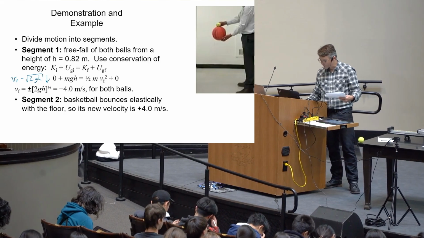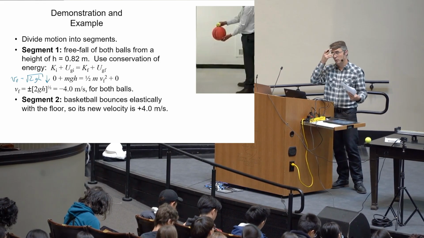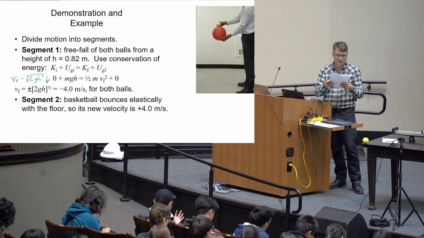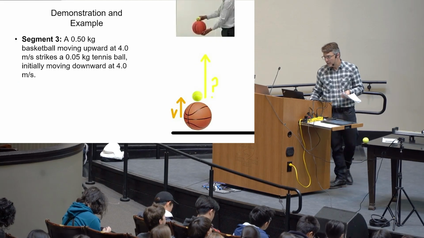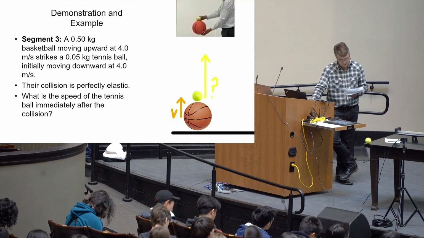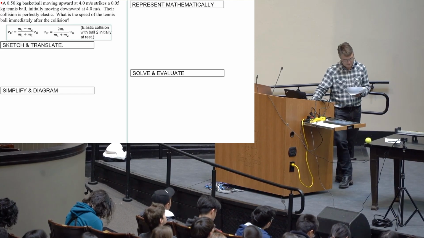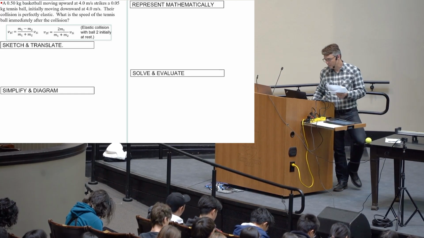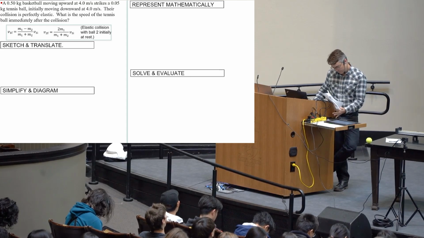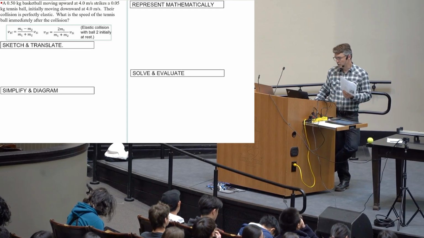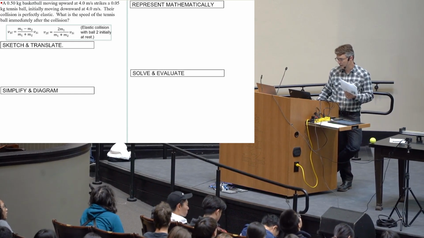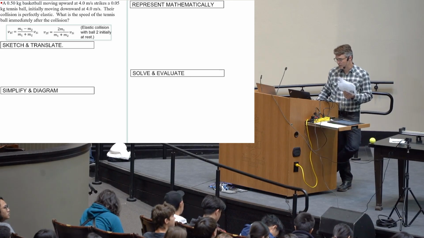Then all of a sudden, the basketball is going up at 4 meters per second, assuming that it doesn't lose any energy during the bounce, so it's an approximation. And then they collide. What you want to do, and I'm not going to do this right now, is find the speed of the tennis ball immediately after the collision. This could be a question we might do. You have a 0.5 kilogram basketball moving upwards at 4 meters per second, which strikes a 0.05 kilogram tennis ball, initially moving downwards at 4 meters per second. Their collisions are perfectly elastic. What is the speed of the tennis ball immediately after the collision?